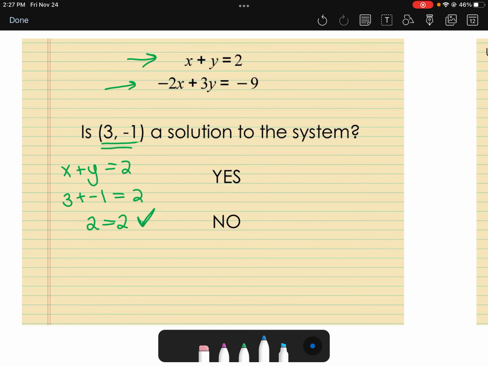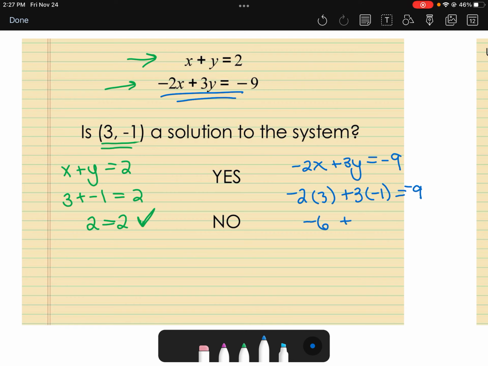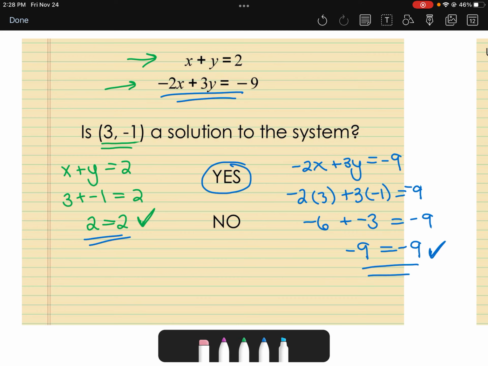That could be a solution, but again, you have to check it with both. So let's check it with this one, -2x plus 3y equals -9. Again, I'm going to plug that in. Is -2 times 3 plus 3 times -1 equal to -9? -2 times 3 is -6, plus 3 times -1 is -3. -6 plus -3 is -9. -9 does equal -9. So since these are both true, this is a solution to the system. That's a great way, once you get your answer, to check your answer.